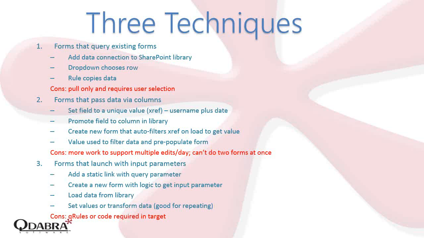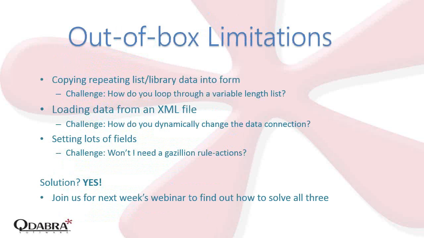Now, there's a limitation to all these techniques. There are three limitations, actually. Number one is that if you have repeating data, how are you going to loop through and copy all of that data? For example, let's say that expense report form that you saw. Let's say I want to copy all of those different items into my target form. How would I do it? We'll talk about that next week. You definitely can do it. There's actually an out-of-the-box way to do it, and I presented on this a couple of years ago. I had a webinar on that.